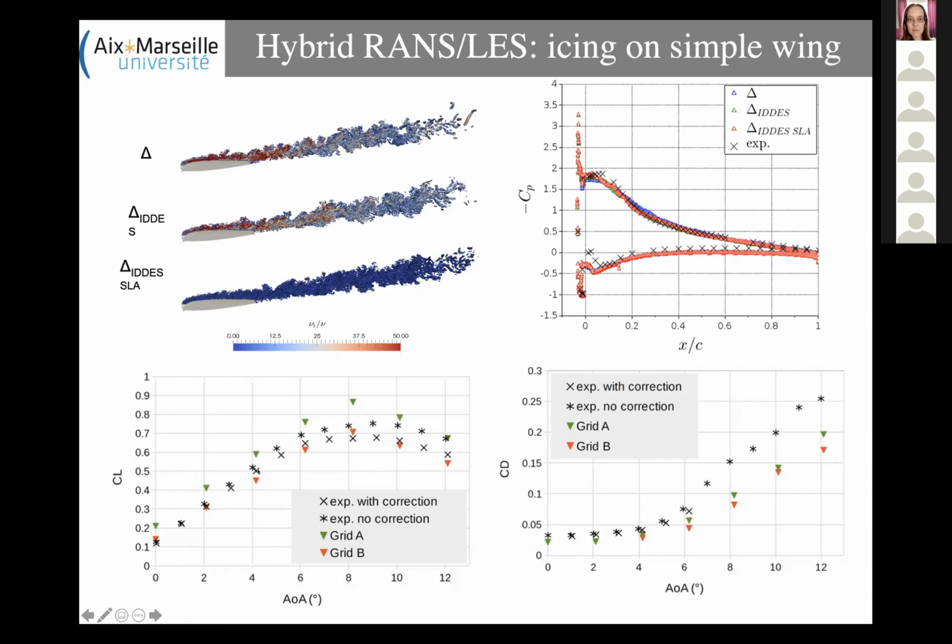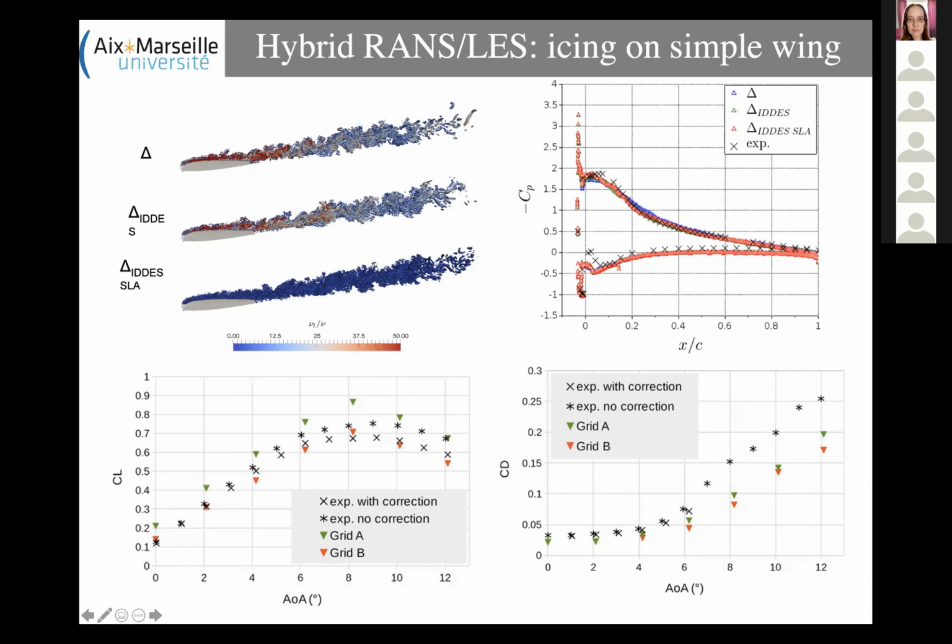And if you look at the polar plots, you can see that the grid B corresponding to the fine grid simulation is very close to experimental data if you look at the lift versus the angle of attack. And for the drag, which is more sensitive, at low angle of attack, we're very close to experimental data.